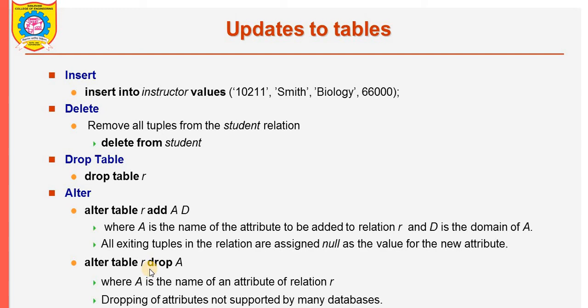Alter table R drop A. This command is used to drop or delete the existing column of the relation R, where A is the name of the attribute or name of the column of relation R. Dropping of an attribute is not supported by many databases. So in case of foreign key or primary key concepts, we cannot drop the attribute.